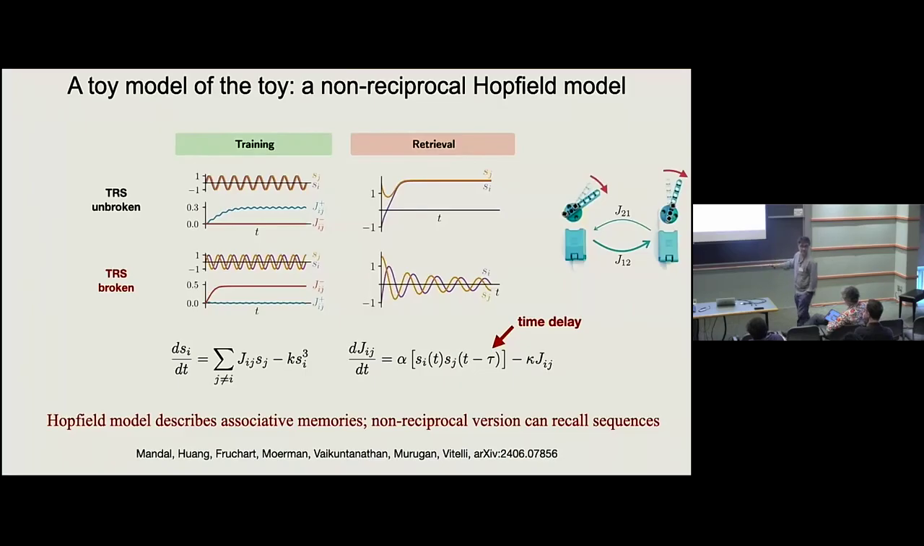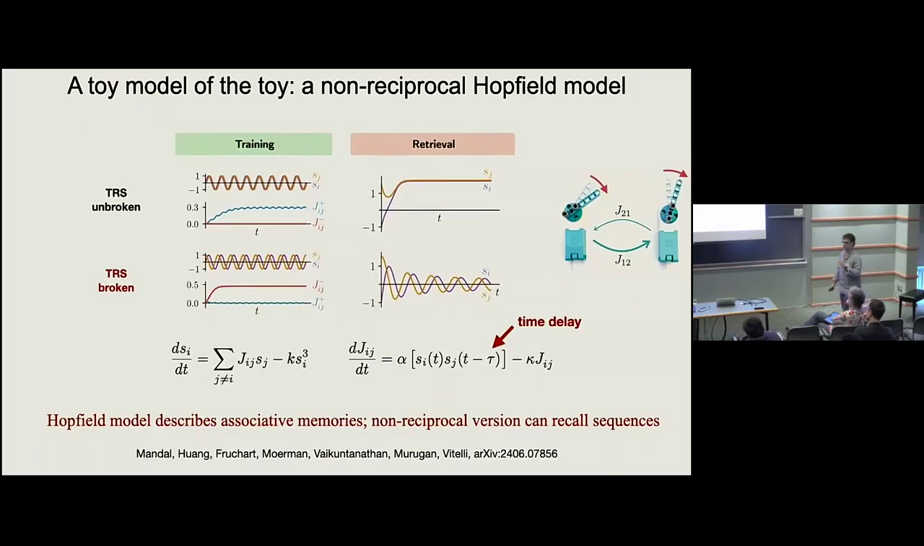Okay? And this is essentially, you can do the same exercise also for the toy, if you like. But what I find more interesting, but first of all, I want to show you something more realistic than this. But the other thing I want to just plant a seed in your mind is that this is a non-reciprocal version of the Hopfield model. Hopfield model typically describes associative memories. The non-reciprocal version is able to recall sequences. That's why you can do the pathways.